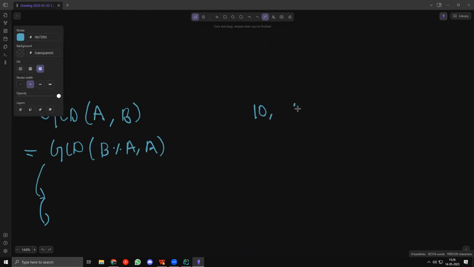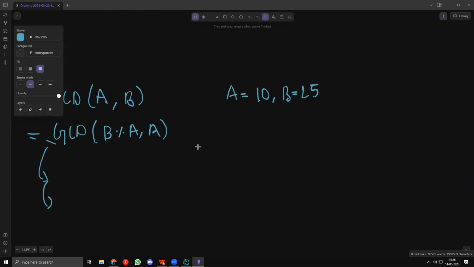Right. So let's say I take 10, 3. Okay, let's actually take 10, 25. So A is equal to 10 over here. B is equal to 25. And I'll take GCD of B modulo A, comma A, which should be GCD of 25 modulo 10, which is equal to 5, comma A. So I'm taking 25 modulo 10, which is 5, and then I'm taking A, which is 10. So this is GCD of 5, comma 10.